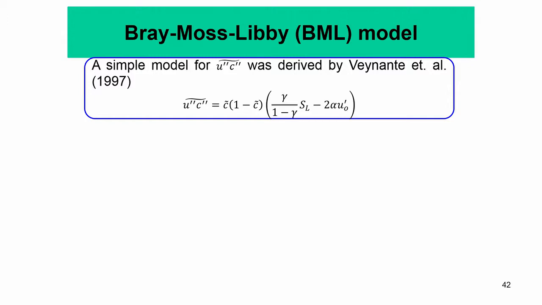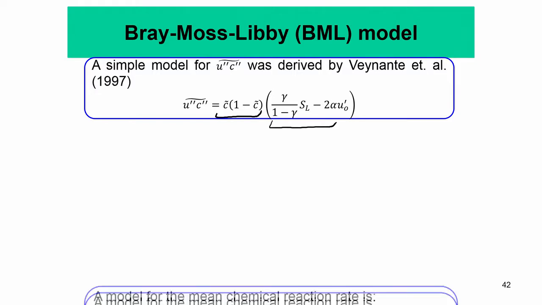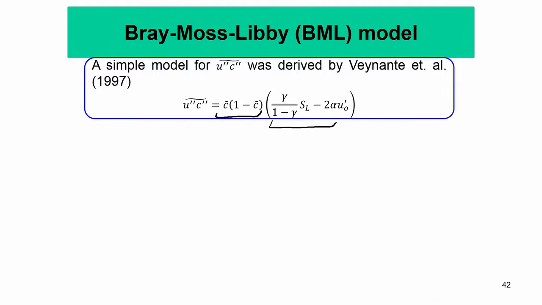The other problem is the closure of this u prime c prime, and it was closed in this manner. So this c tilde times (1 minus c tilde) term stayed, and this essentially contains the gas expansion as well as the turbulent mixing in this form. This was closed by Veynante, and this was the form proposed by Veynante, which was used to close this unclosed term, and this appeared to be a good model to tackle this counter gradient diffusion problem.